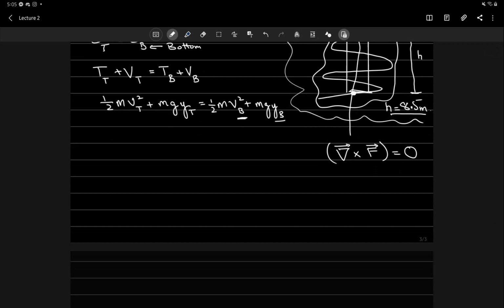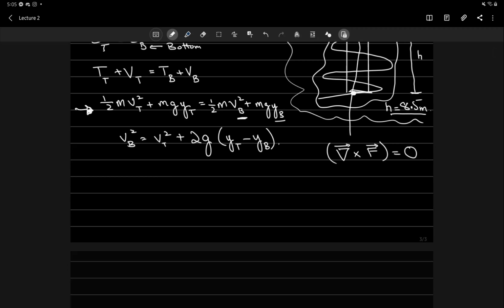But now we know, well, let's simplify this a little first. Let's write V_B squared, which is what we need to find, is equal to V_T squared, we are just rearranging this equation, plus 2 times g times (y_T minus y_B), right? We just rearranged the expression above. Now V_B squared, we will take the square root, and we will have the speed at the bottom.